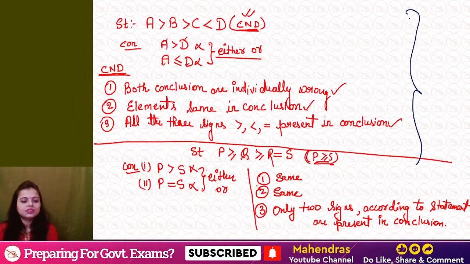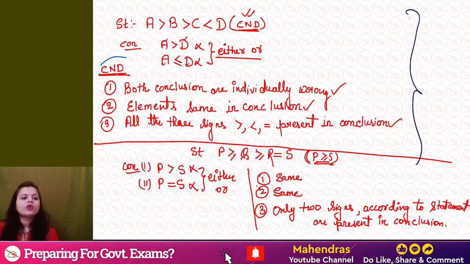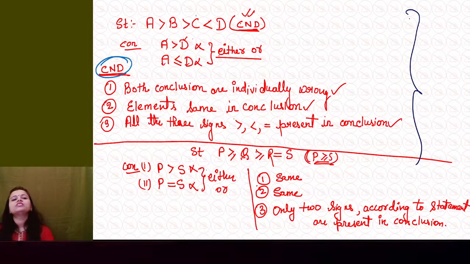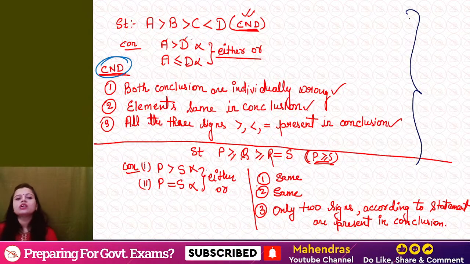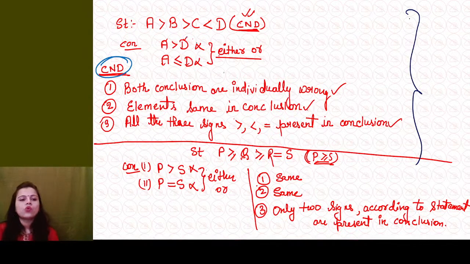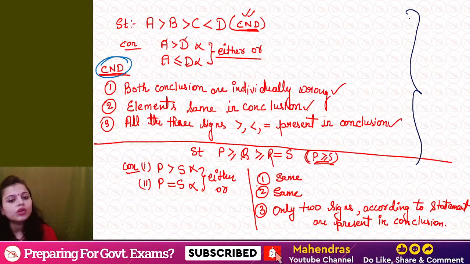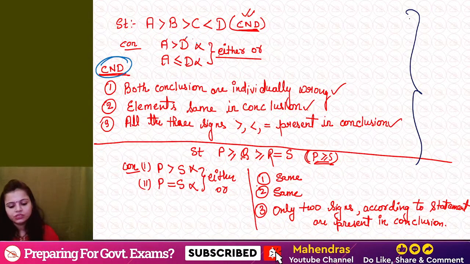So these are the rules which I have explained. If you are getting CND, what is CND? When you are getting the greater and lesser family signs in the same statement, then this becomes the CND case. In CND case, if both the conclusions are wrong, then you will go for these three rules. Rule number one, conclusions individually wrong. Rule number two, elements same in conclusion. And rule number three, all the three signs present in conclusion.